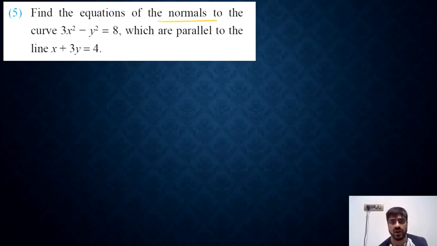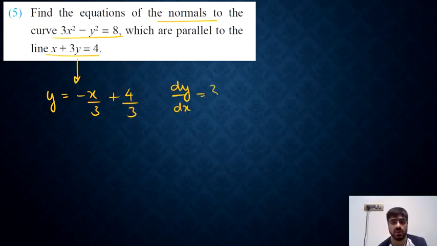And with that we go ahead with the fifth one. Find the equations of normals to this curve which are parallel to this line. So for this line, the slope of normal will be y equal to minus x by 3 plus 4 by 3. So the slope of normal is minus 1 by 3, and that tells me that the slope of tangent, that is the value of derivative dy by dx, is going to be equal to 3.